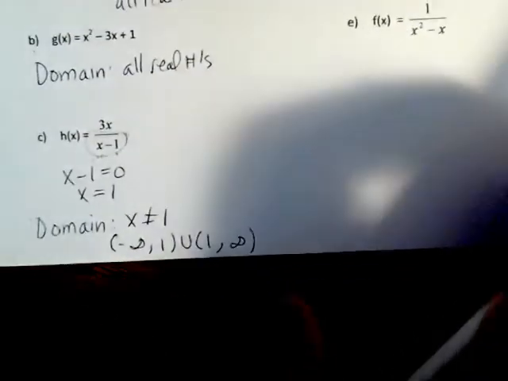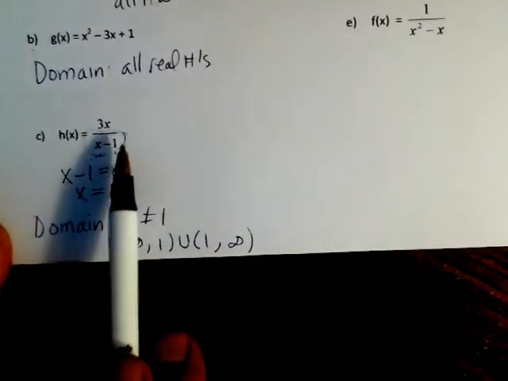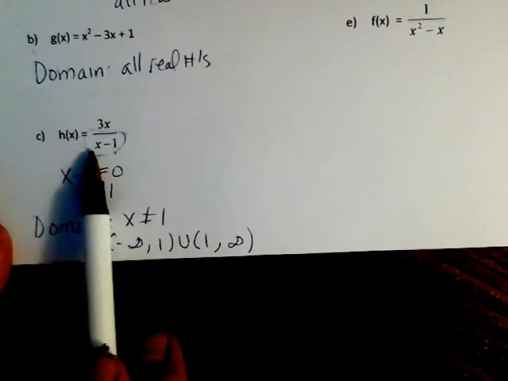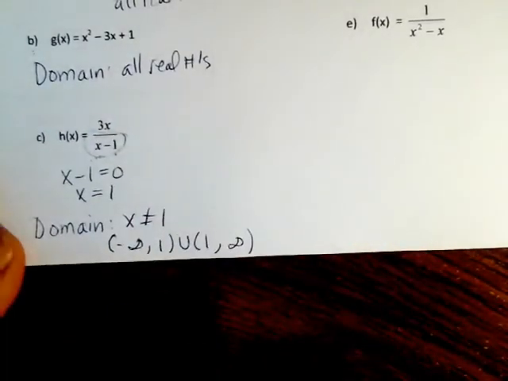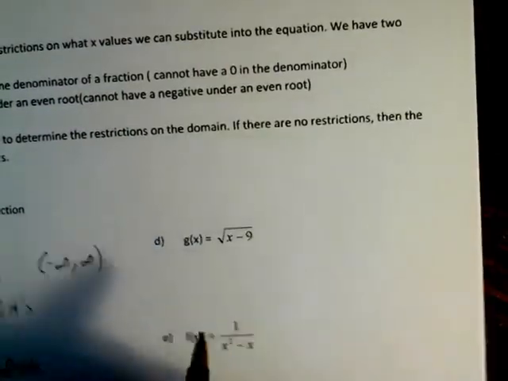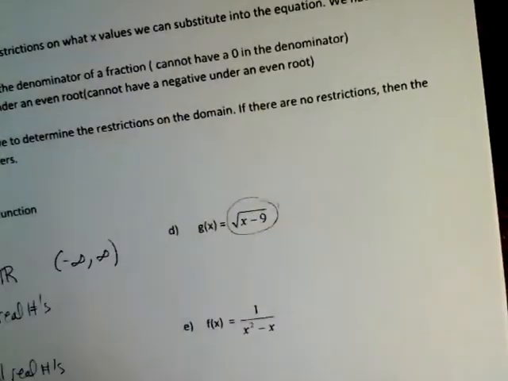Okay, so sometimes you've got to solve. Oftentimes you can just look at it and say, I know x can't be 1 here. Okay, either way. Part D. Here we have a square root. And this seems to be, in my experience with students, the toughest of all the domains. For whatever reason, it just is.